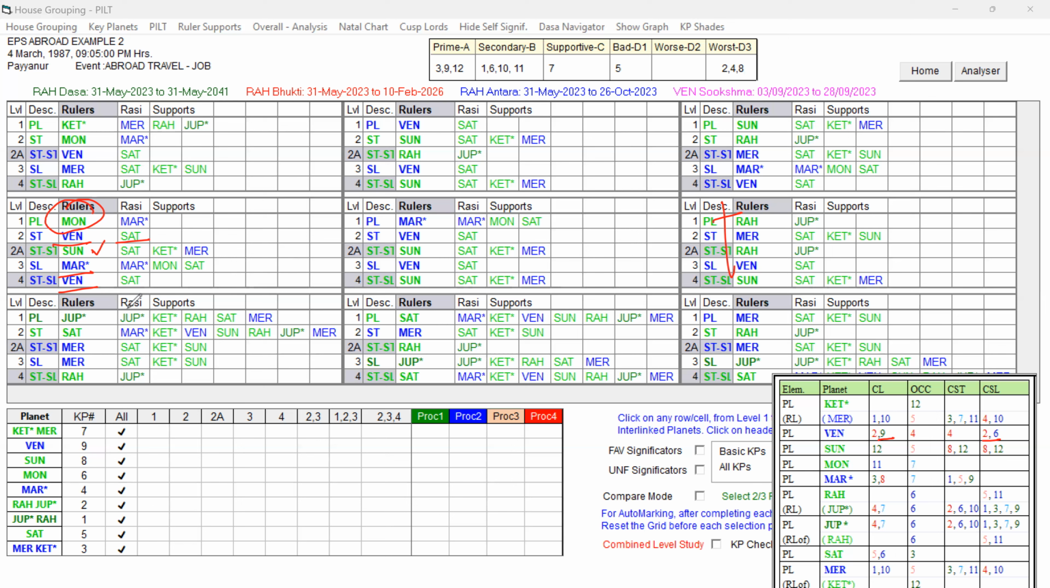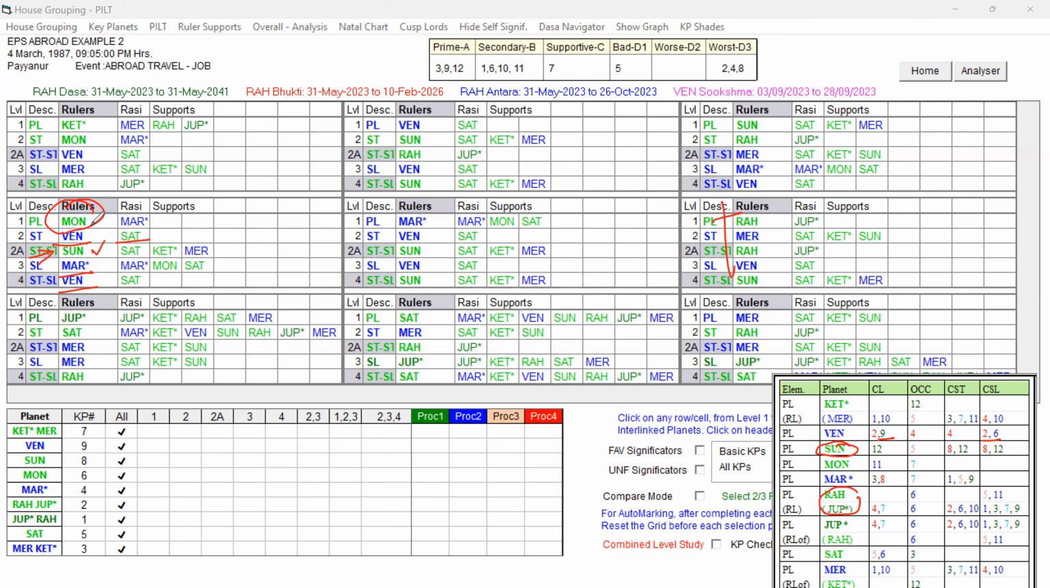What are the destiny planets, the key planets? Sun is the primary cuspal sublord key planet, and Rahu and Jupiter are the strong favorable key planets that we already studied. They are all supportive. Rahu in the star of that planet, which is all supportive, we also discussed. Whether this Moon has Jupiter, Rahu or Sun in its rulers: it does not have Jupiter and Rahu directly in the rulers, but it has Sun in its supports, only at the 2A level.